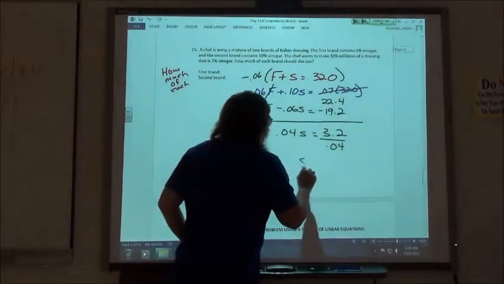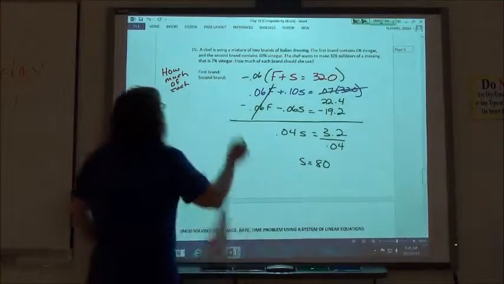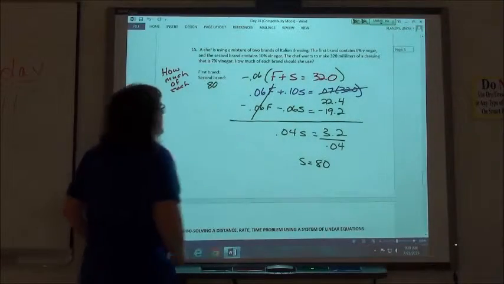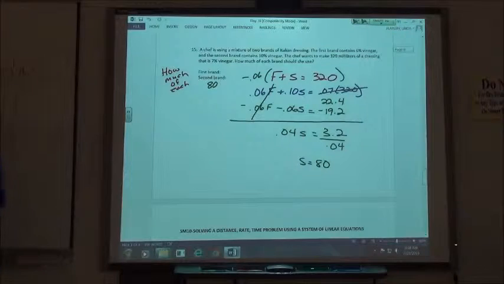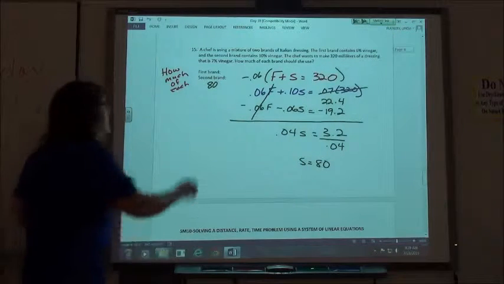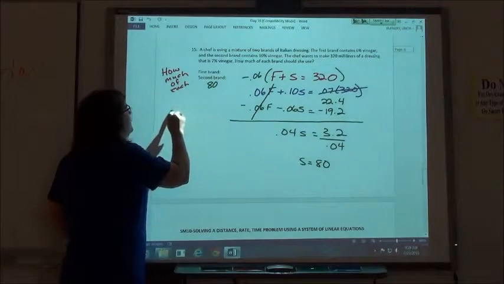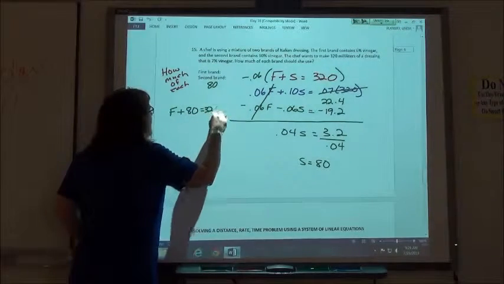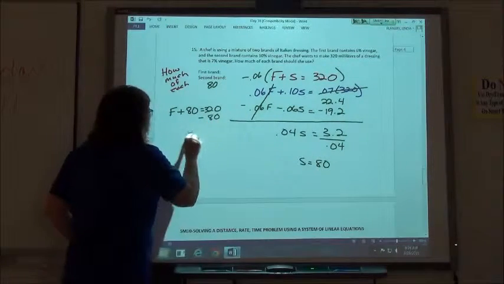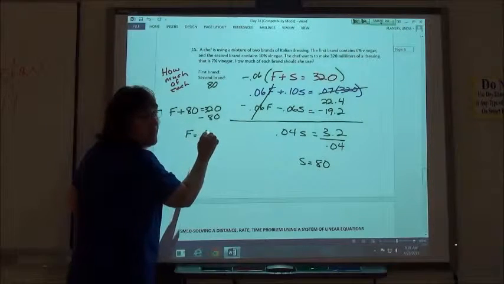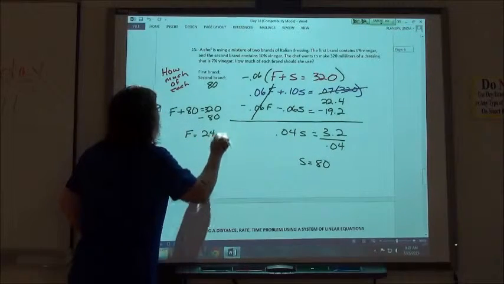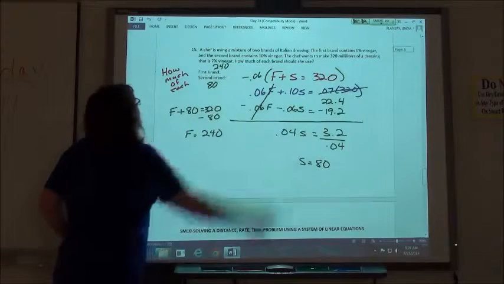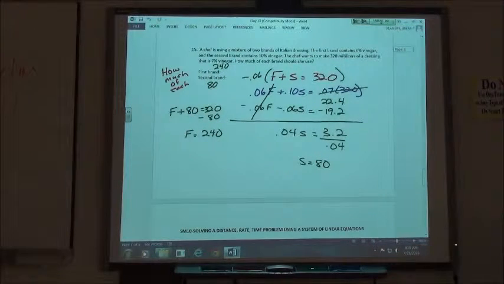80. S equals 80. So we had 80 milliliters of our second one. How much of our first are we going to use? 240. So 240 milliliters of the first and 80 of the second.